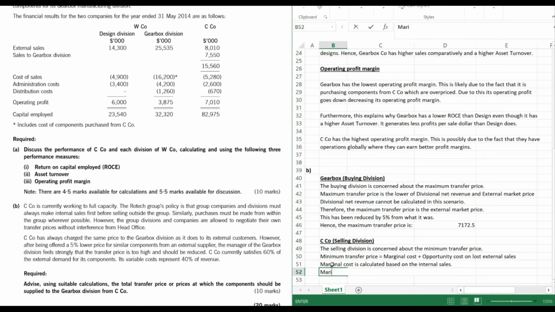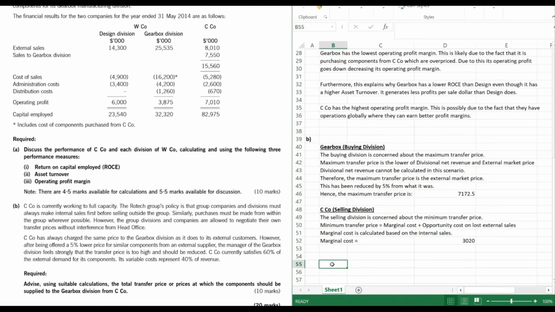So marginal cost is equal to, and we can do the calculation here, 7550 into 40%, so we get 3020. Okay, after that we have the opportunity cost.